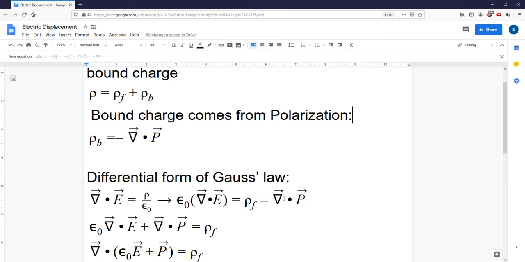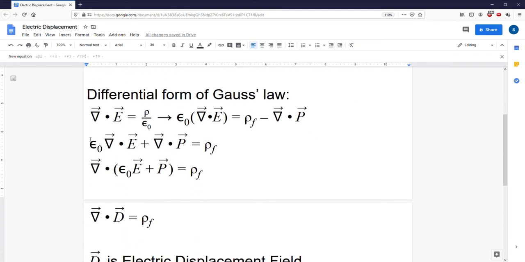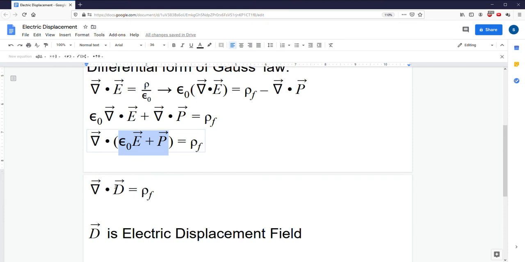If we move this divergence of polarization to the other side, we get this equation. And since divergence is a linear property, we can use the distributive property to say that the divergence of this quantity here, epsilon naught times electric field plus polarization, is equal to the free charge density. We can then construct a new field called the electric displacement field and say that the free charge density is equal to the divergence of the electric displacement field.